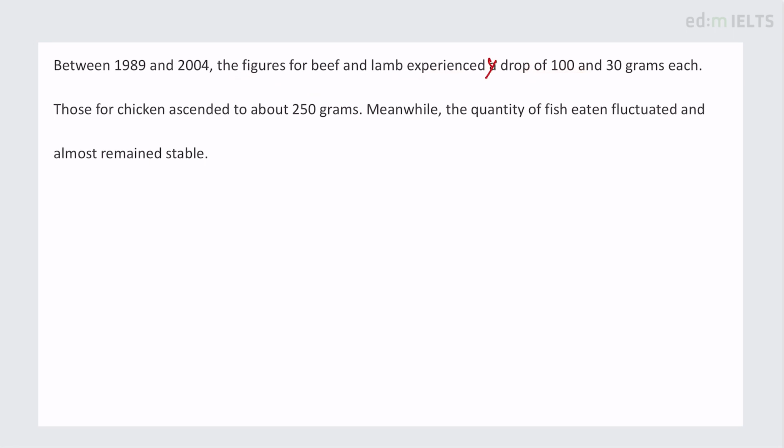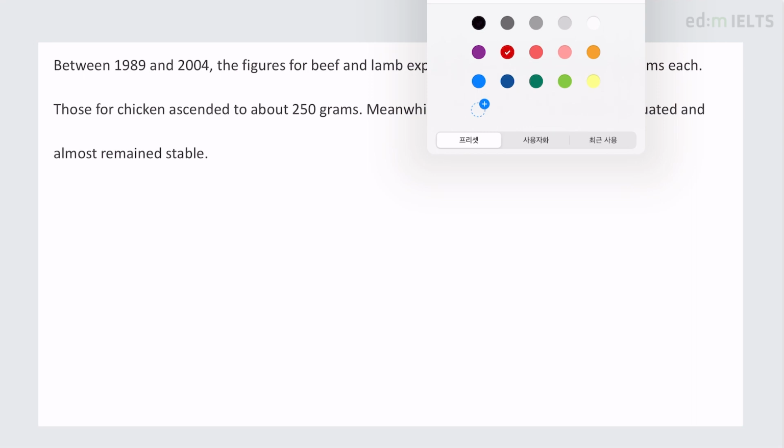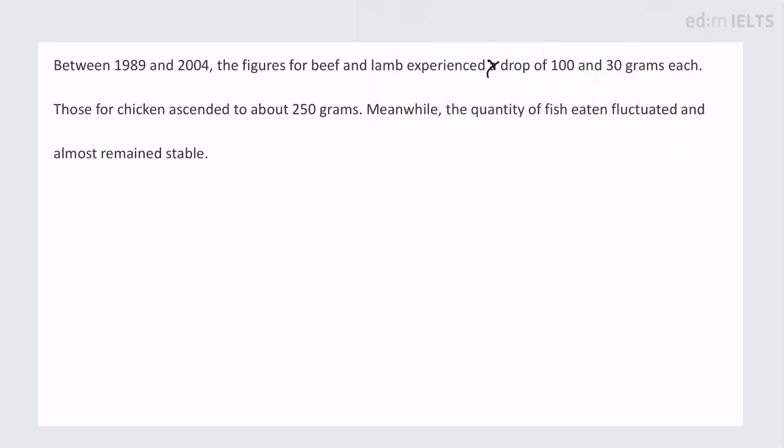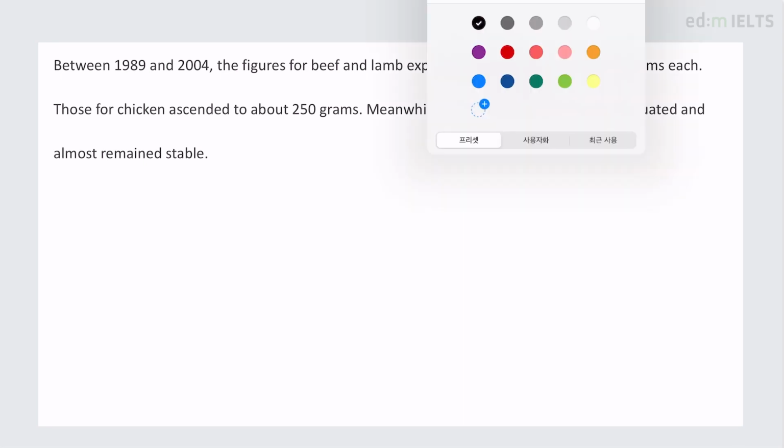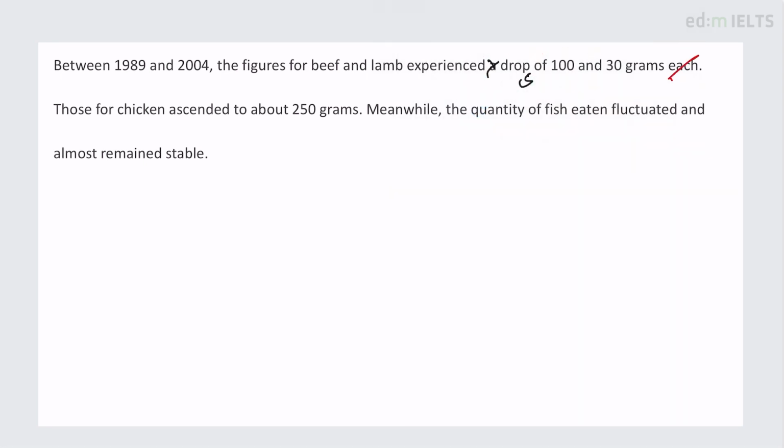Well, drops would be slightly better. Talking about two drops of 130 grams. Again, respectively, or just skip it.